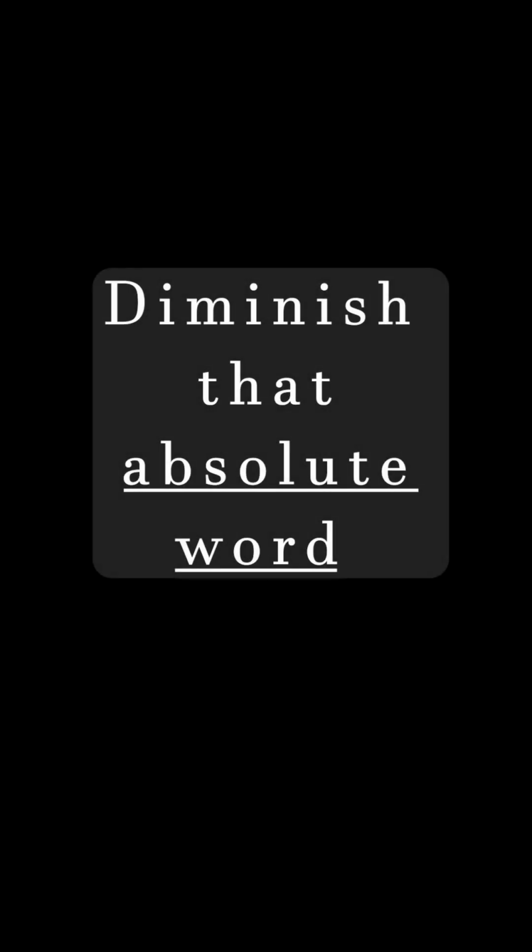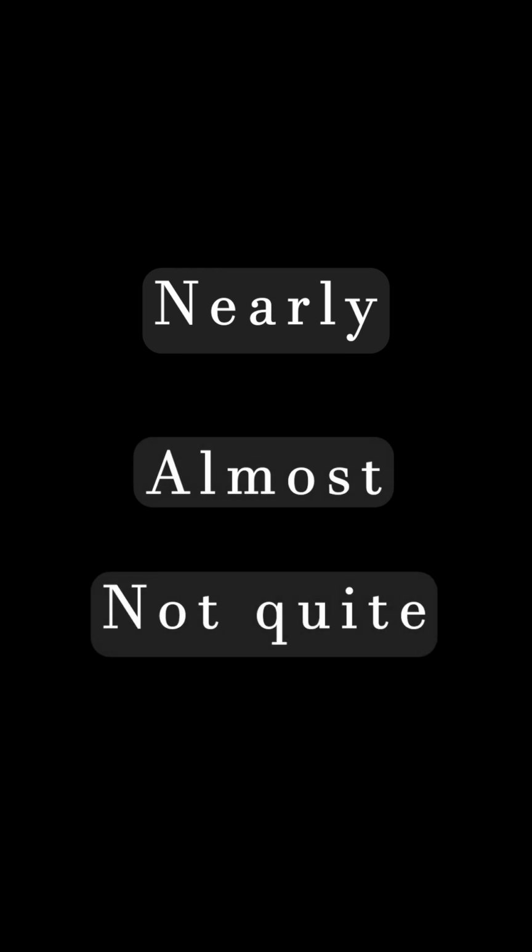Or third, you can diminish that absolute word by adding the word nearly or almost. It's not quite the ultimate word. Then you can use that word in some kind of a comparison that would be logical. So let's take a look at some sentences and see, number one, the absolute word used incorrectly, and then how we can correctly use each one of those words in the sentences.